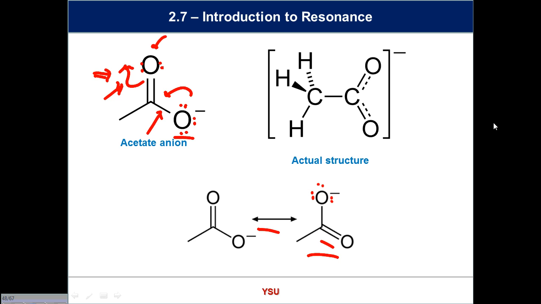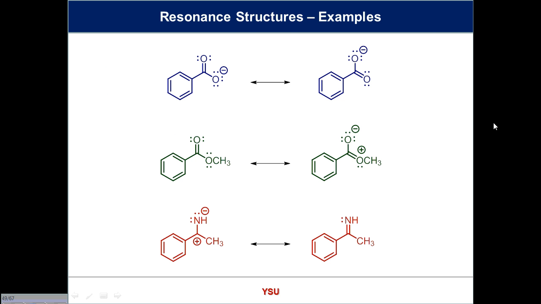So what is it? It's electron spreading out. There's some requirements for this. You need to have pi bonds. You need to have atoms adjacent that will have pi bonds so that we can move those pi electrons around.